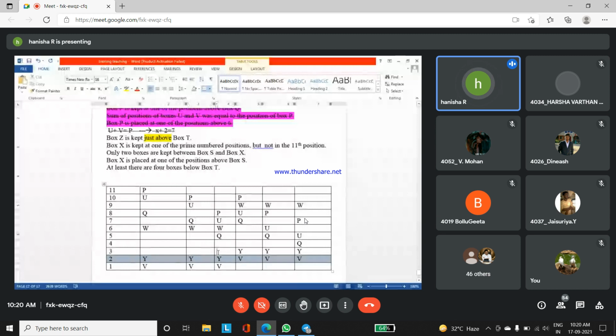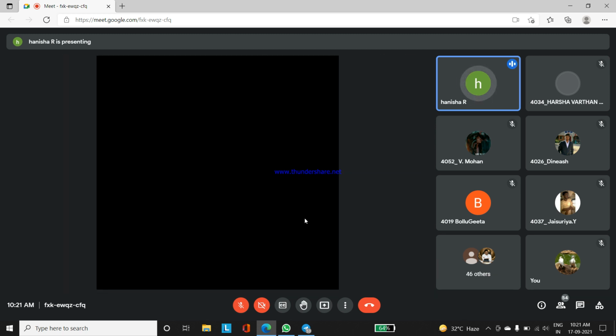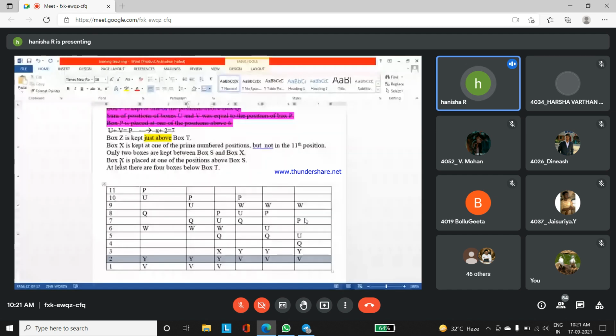Here the only possibility is third, so X, only two boxes are kept. And one more thing is box X is placed at one of the positions above box Y. Okay, so it will be X, two positions, and then Y. That is the meaning of the clues together. This will be the meaning.